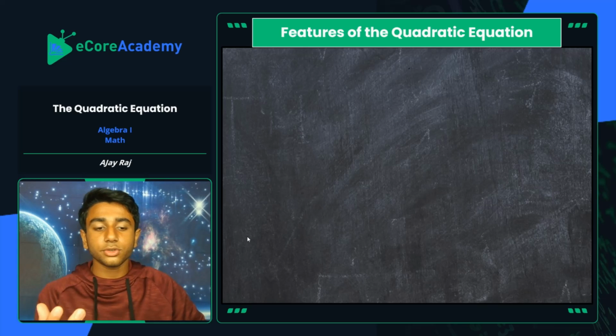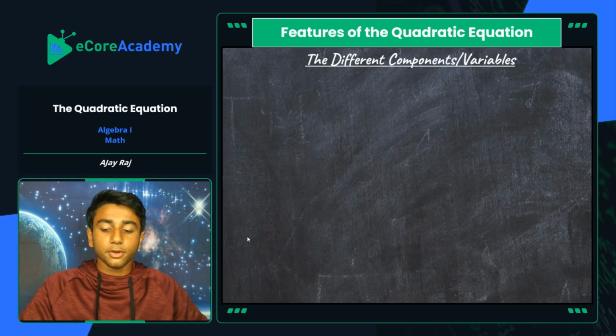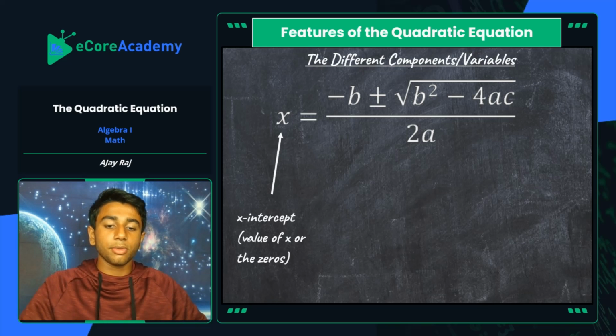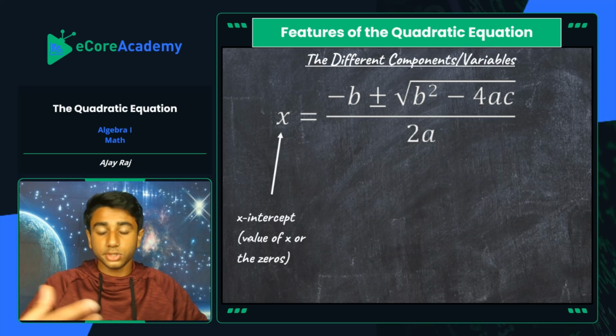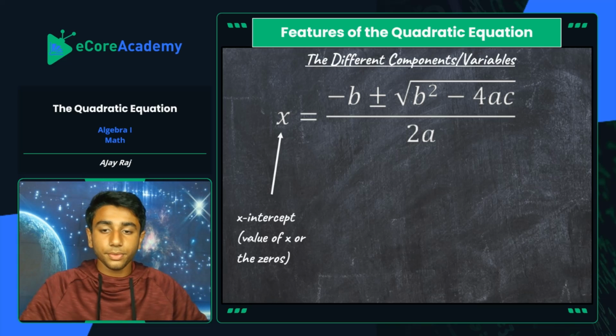So let's take a look at the features of the quadratic equation. What are the different parts of it? The different components and variables. This is the equation here: x equals negative b plus or minus the square root of b squared minus 4ac, all over 2a. So this right here, our x value, is our x-intercept, the value of x, or the zeros. This can be one solution, two solutions, or zero solutions. Essentially, you can have two x-intercepts, one x-intercept, or none.